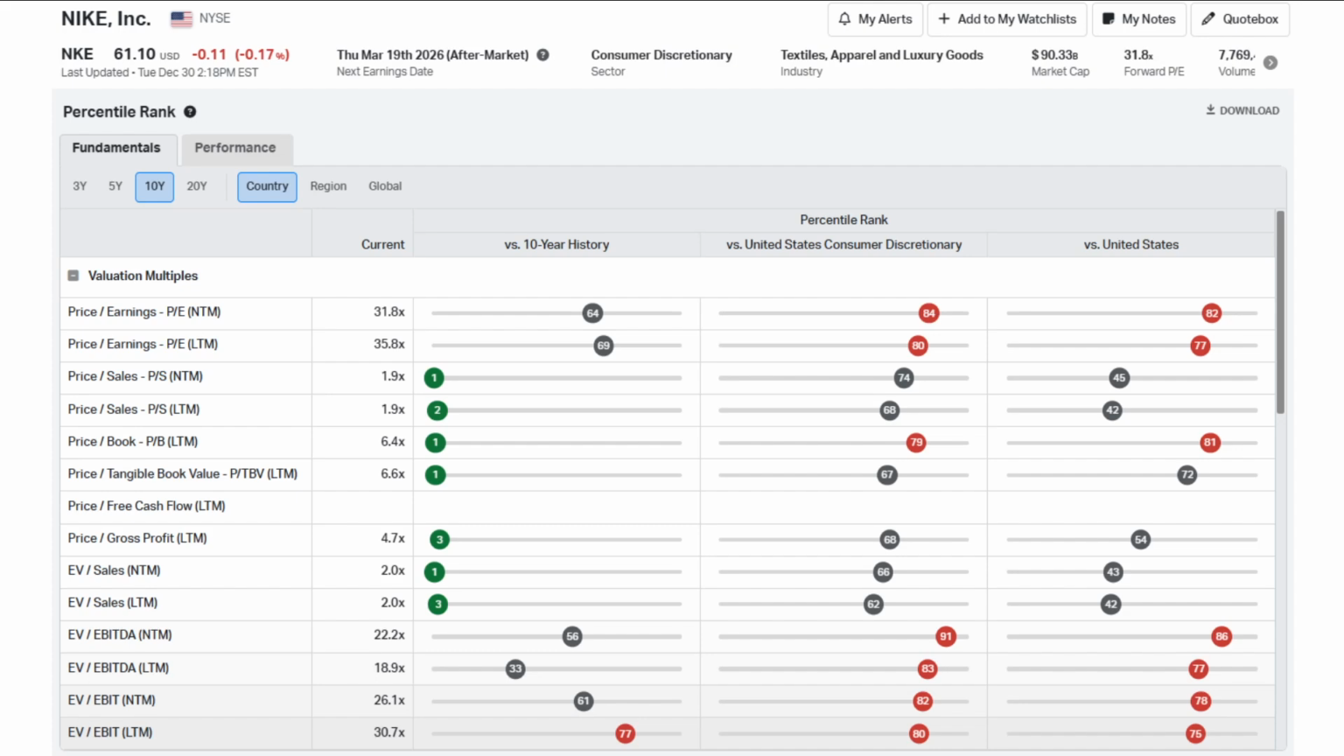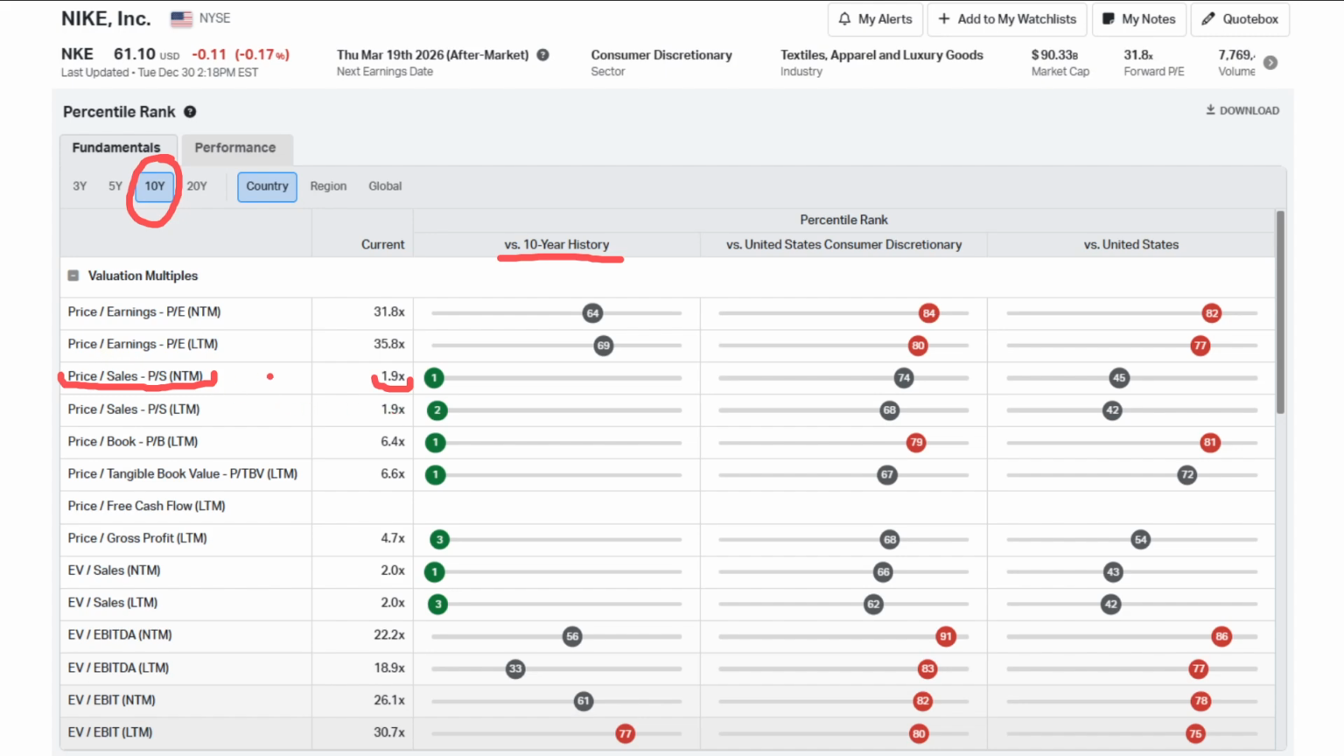It's the percentile rank. It works in a way that we compare the current metrics to the history of this company. So for instance, for Nike, the current price to sales ratio is 1.9, and that is the first percentile, meaning that only 1% of the time over the period of the last 10 years has this company traded at this low multiple of 1.9 for price to sales ratio.